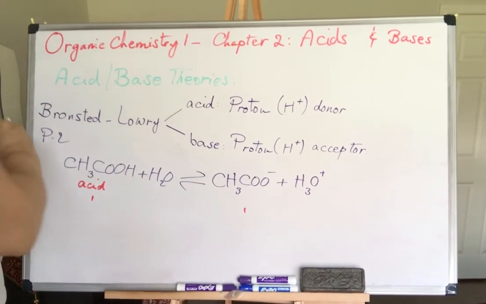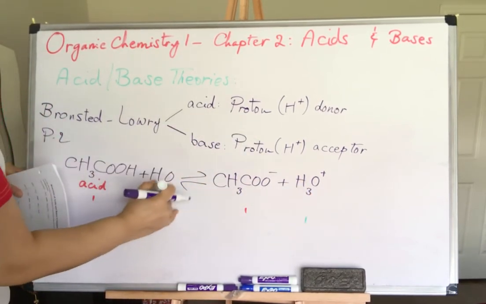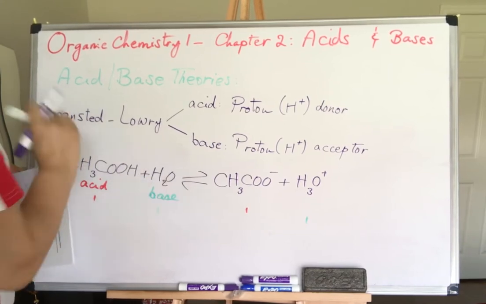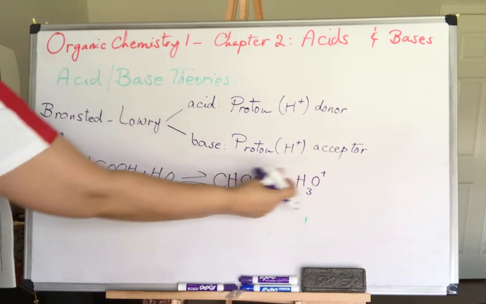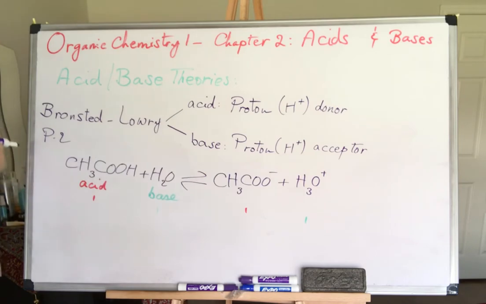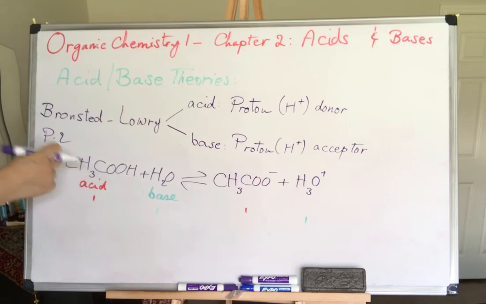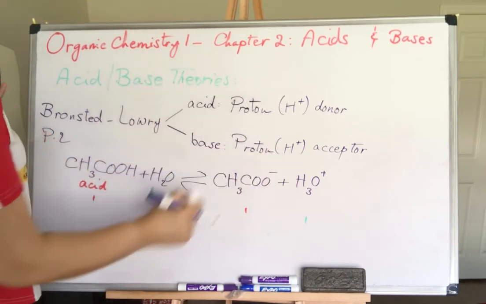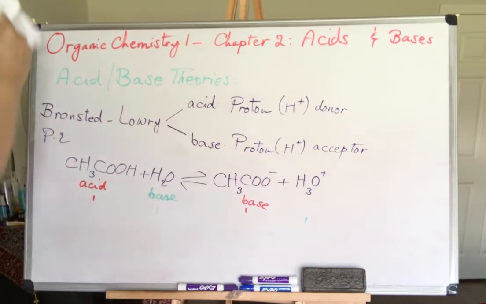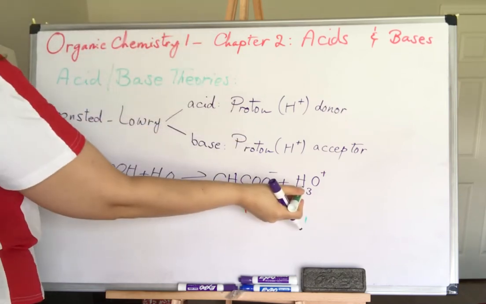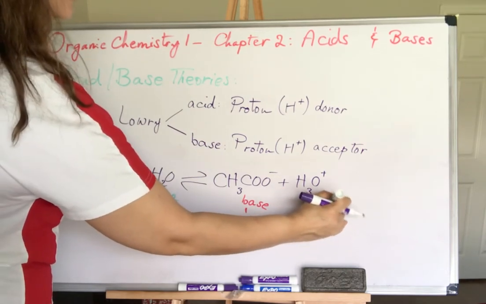Between H2O and H3O, what happened? It accepted the proton, so it's a base. Now, if we say we are dealing with the weak acids and bases, if we go back from the right to the left, CH3COO can accept the proton and change to CH3COOH. So on the other side, CH3COO is the base, and H3O can donate a proton, can lose a proton to go back to H2O form. So it will act as acid.